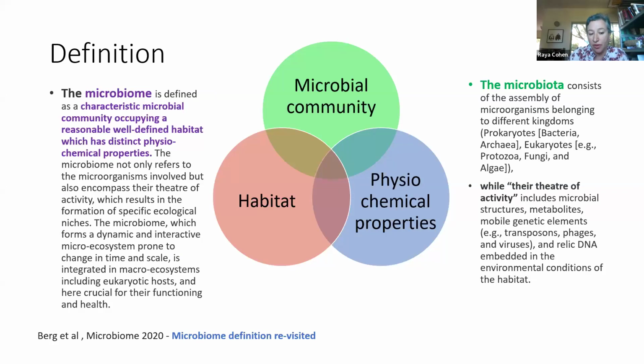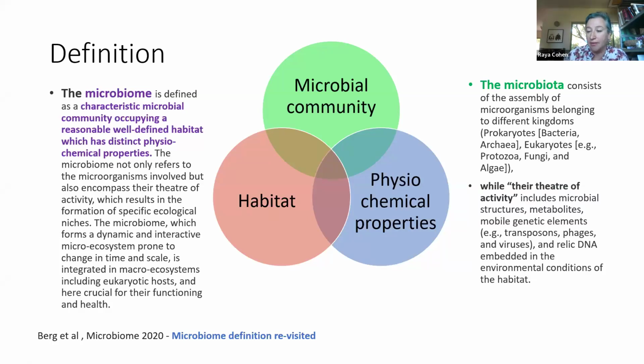So this leads us to a definition. One of the definitions, I have to say there are a few definitions for microbiome, but this is a definition published in 2020 from the journal Microbiome that talks about a characteristic microbial community occupying a reasonable, well-defined habitat, which has distinct physiochemical properties. So microbiome, different from microbiota, which is just the organisms, also talks about the habitat itself and its physiochemical properties.